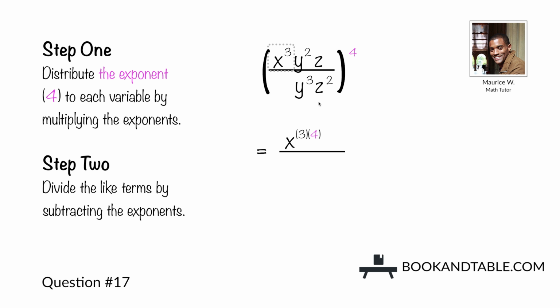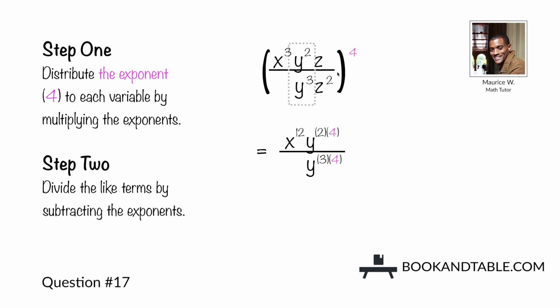Step 1, distribute the exponent 4 to each variable by multiplying the exponents. So we distribute it to the first variable, x cubed, multiplying the exponents 3 and 4 to give us x to a power of 3 times 4, which is x to the 12th in the numerator. We distribute our 4 to our y variables. In the numerator, we have y squared, so that becomes y to a power of 2 times 4, which gives us y to a power of 8 in the numerator.